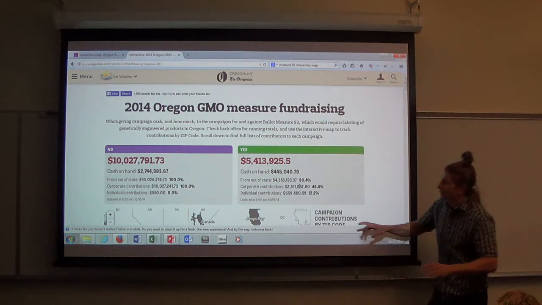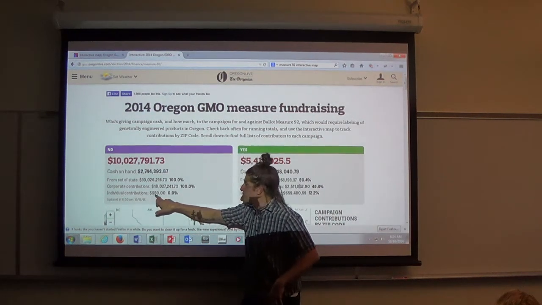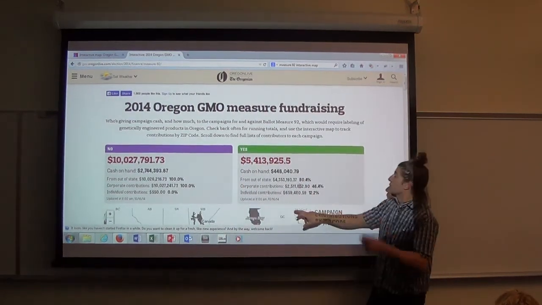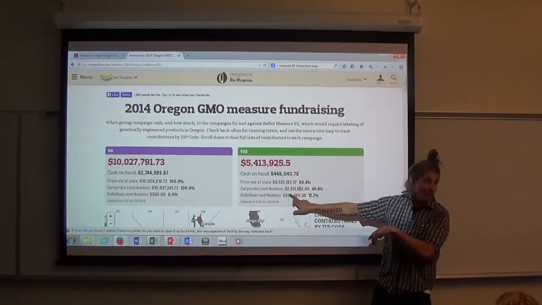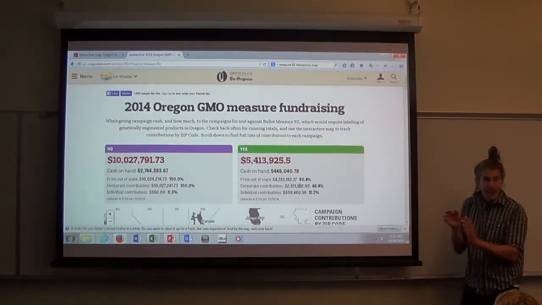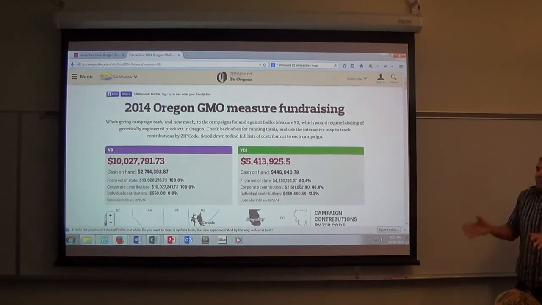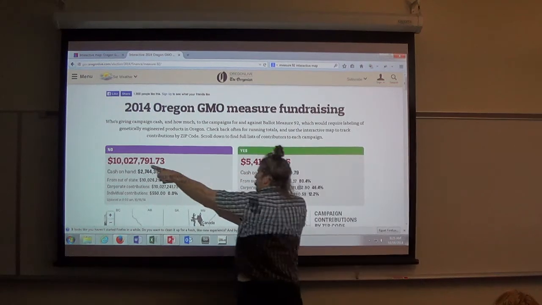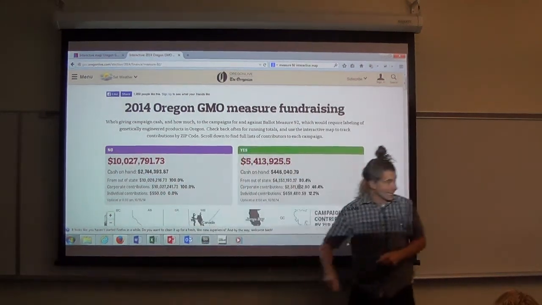What's interesting though, individual contributions to the No campaign, $500. Individual contributions from the Yes campaign, about 2/3 of $1 million. And that's up from 500,000 yesterday. So it's fun to see how those numbers play out. But I'm not even worried about that. I'm worried about how these numbers are being represented down here.